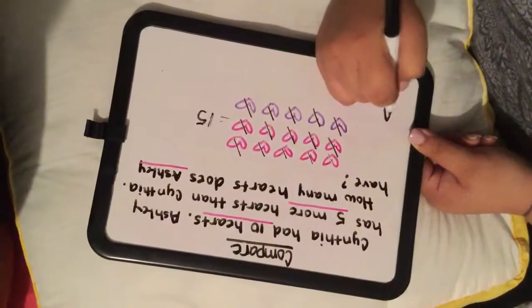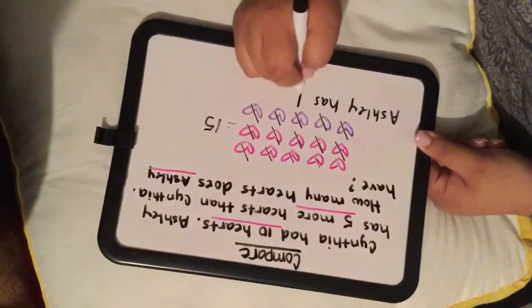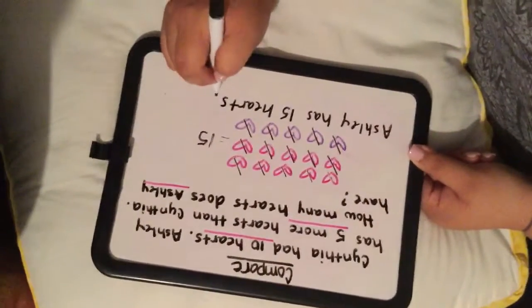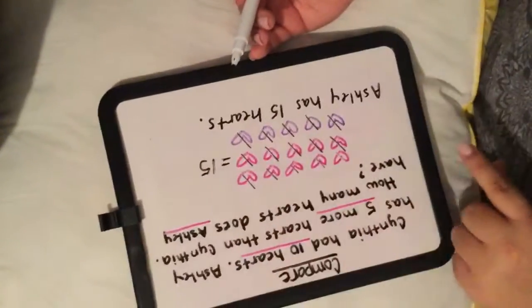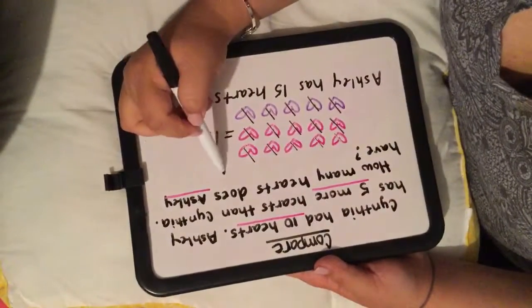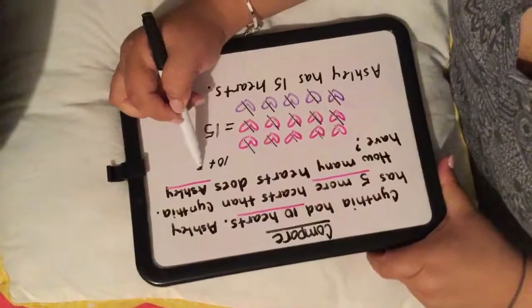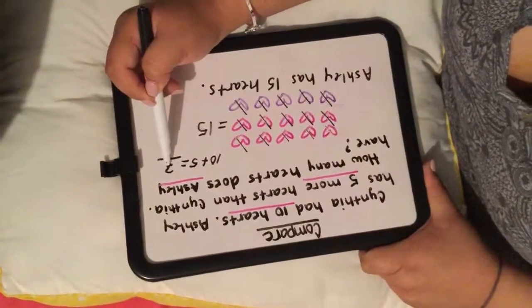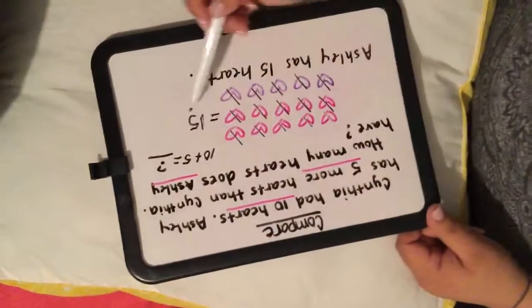So Ashley has 15 hearts. And so that's how we can solve this problem. And we knew that Cynthia had 10 hearts, and we knew that we needed to add 5 more to that. So we just didn't know what all it was. So now we have it, and our answer is 15.